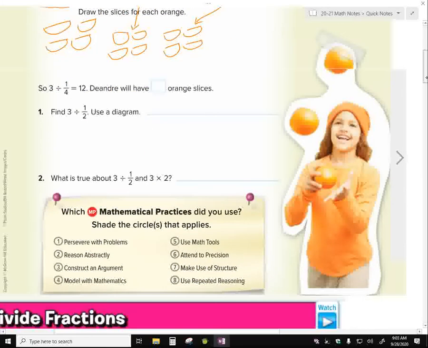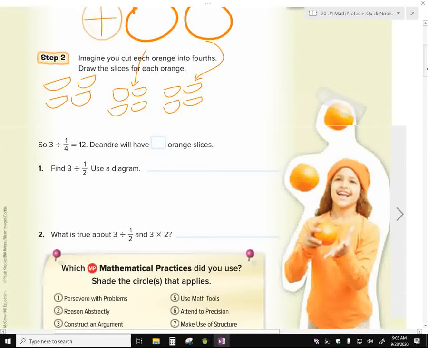So we have 3 oranges divided into quarters. We have 12 of those slices: 1, 2, 3, 4, 5, 6, 7, 8, 9, 10, 11, 12 slices. DeAndre will have 12 slices. Find 3 divided by a half. Use a diagram.